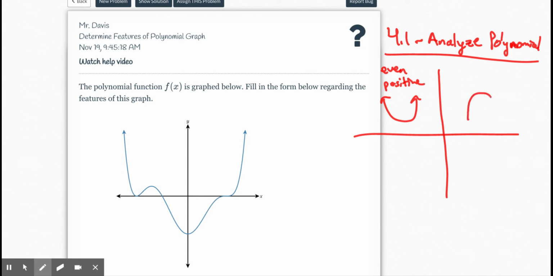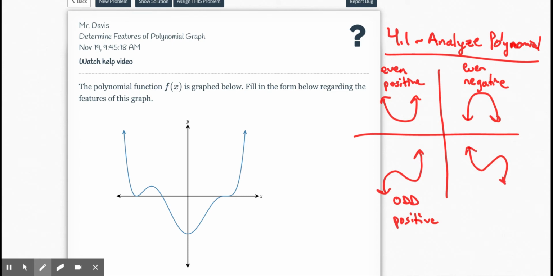If something looked like this, it's also an even degree. So it could be 2, 4, 6, 8, whatever. And this would be a negative leading coefficient. If we had something that looks sort of like this for the end behavior, well, then we said this was odd because the function goes opposite directions as we look at the end behavior. And this would be an odd positive. And then if it was the opposite way, sort of like this, this would be odd because they're going opposite directions, and negative.